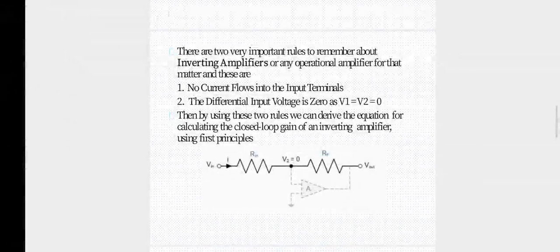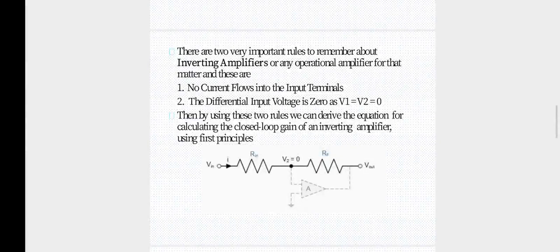There are two very important rules to remember about the inverting amplifier, or any operational amplifier for that matter. One is that no current flows into the input terminal. The other is that the differential input voltage is zero, that is V1 and V2 are equal. Then by using these two rules, we can derive the equation for calculating the closed loop gain of the inverting amplifier using first principles.